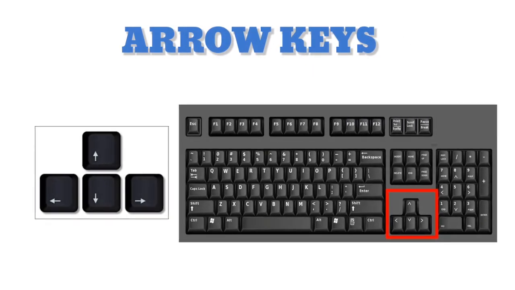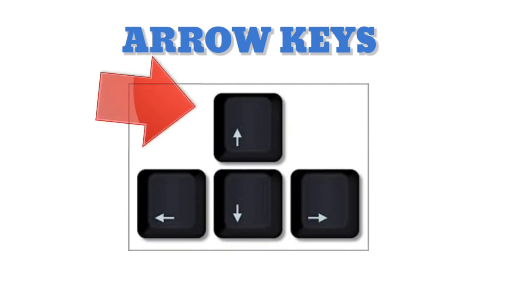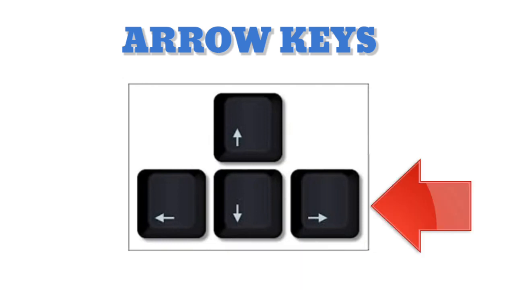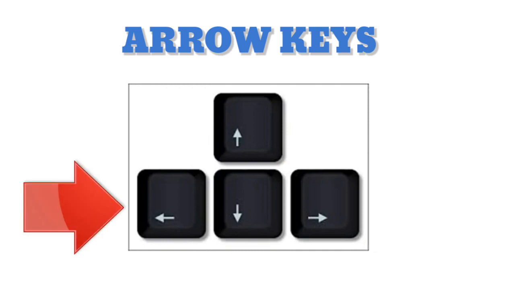Arrow keys. Arrow keys help to move the cursor on the screen. There are four arrow keys on the keyboard. Up arrow key is used to move the cursor up. Down arrow key is used to move the cursor down. Right arrow key is used to move the cursor right. Left arrow key is used to move the cursor left.